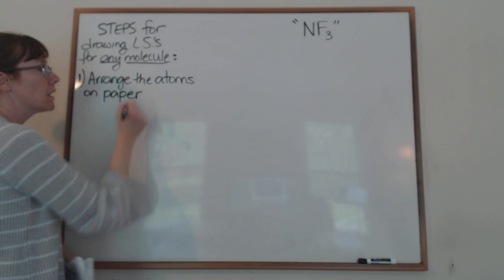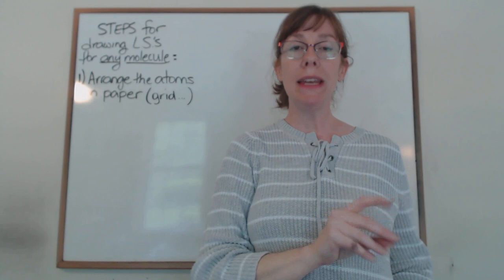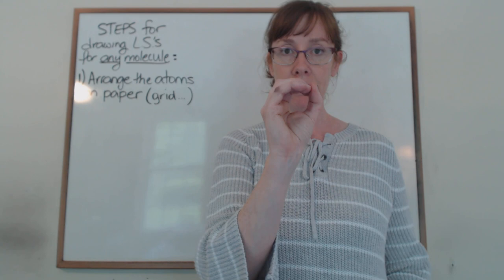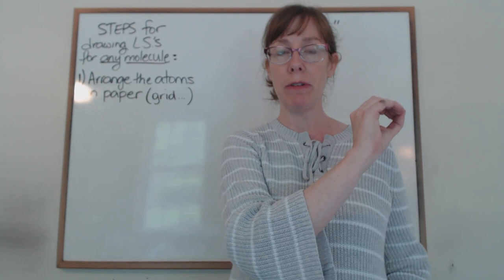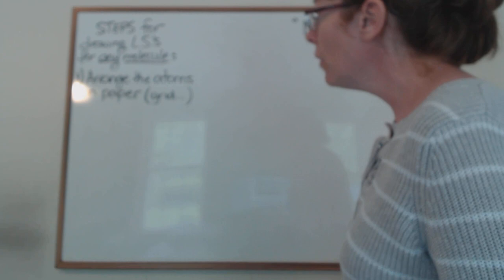And here's the thing. Don't be scatterbrained about how you want to be neat with your Lewis structure, okay? So what you have to do is figure out what is the central atom, and then you want to put the other atoms on like a north, south, east, west type of grid. Don't be scattered and just messy. It's not wise, and it can give you all sorts of problems. So I just wrote the word grid. Make it grid-like.